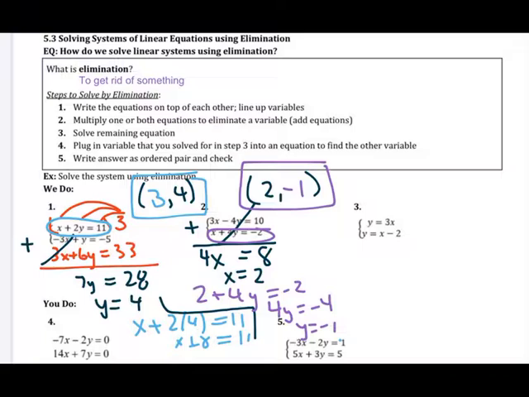Remember, you can always plug this ordered pair back into both equations and make sure that your answer is right. That gives you the ability to be really confident when you're submitting your homework, when you're submitting quizzes, and so forth. You can always check your answer.